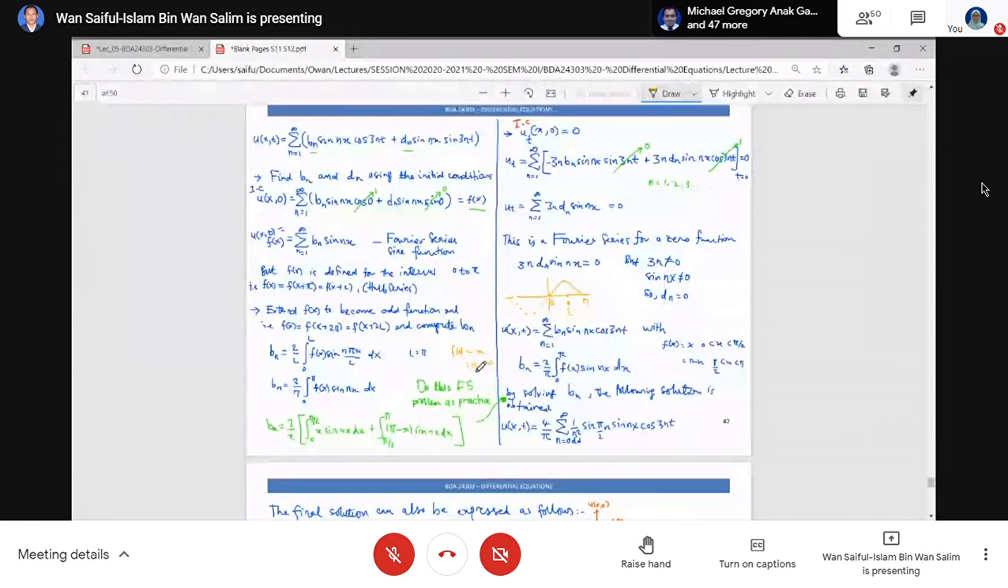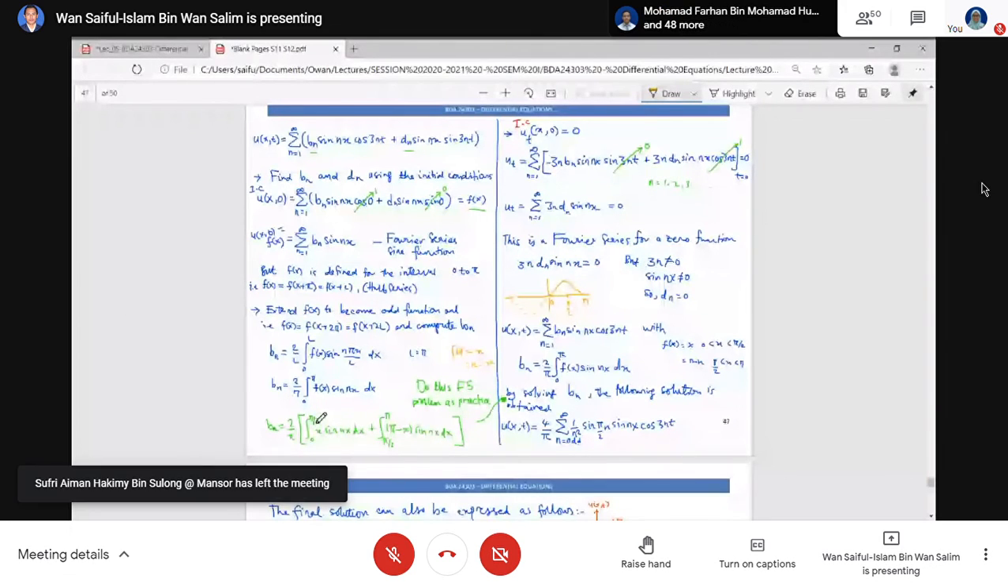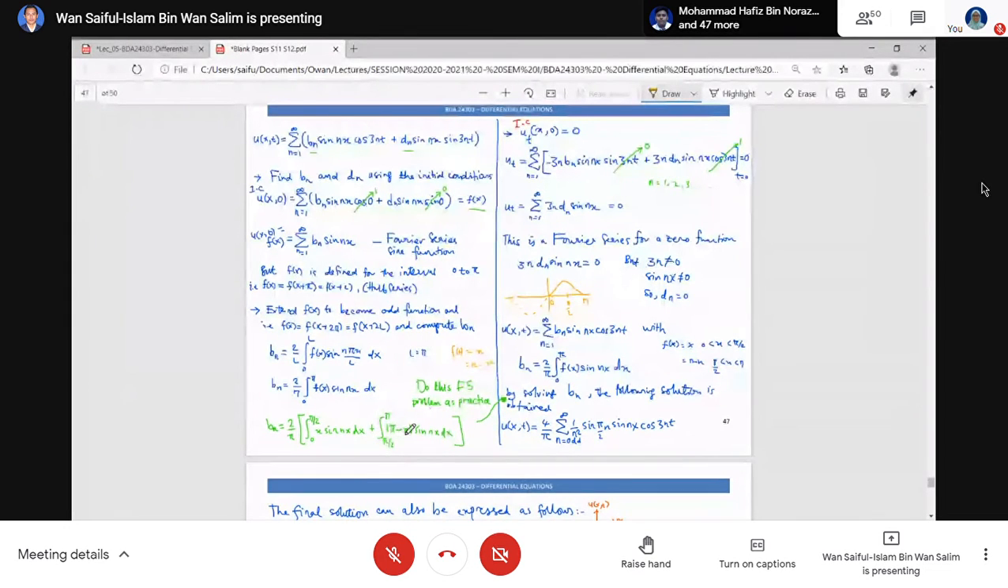So in order to do this, you need to separate. You need to substitute f of x equal to x from 0 to pi over 2, dengan ni integrate pi minus x pula, for pi over 2 up to pi. So kena ada dua ni integration ni. Right? Then we get the value of b sub n.